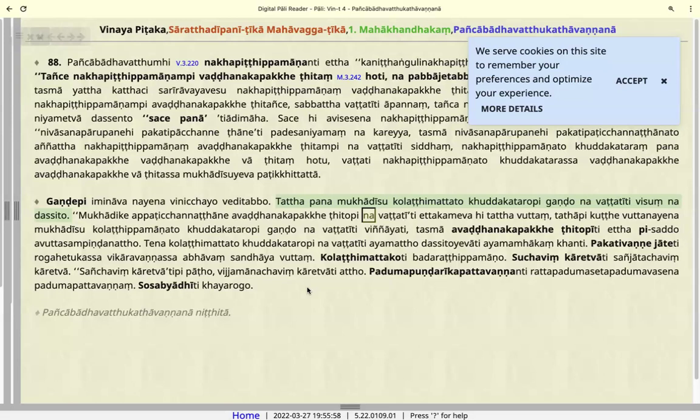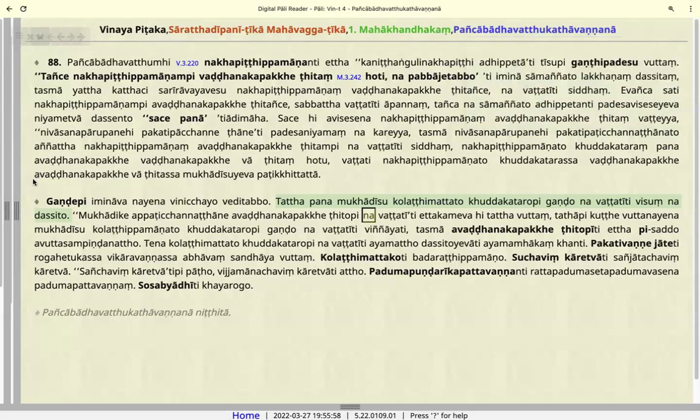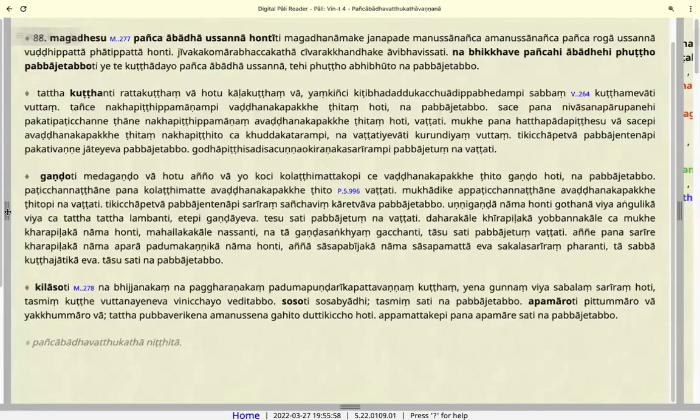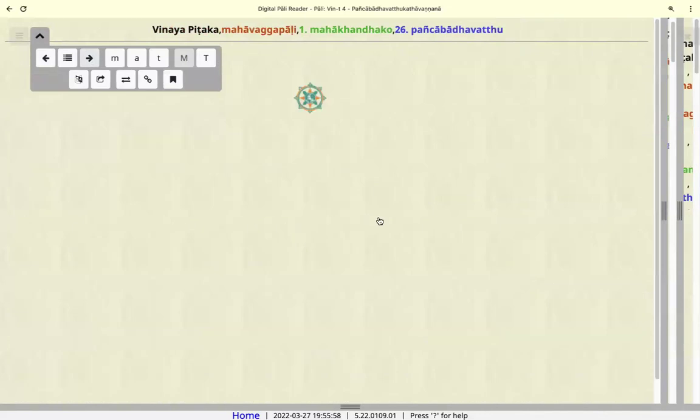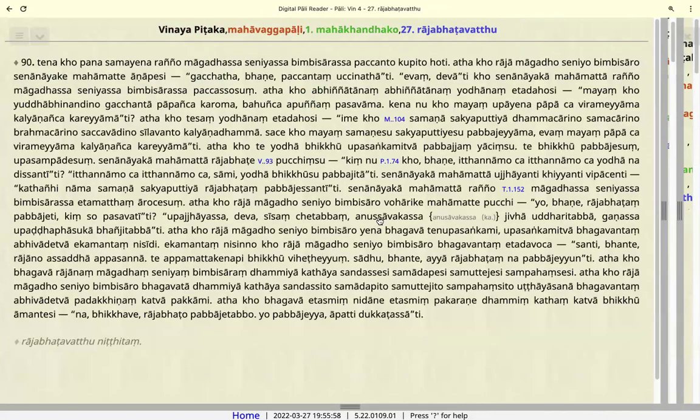Okay, yeah, let's go to the rājabhaṭavatthu, the story of the rājabhaṭa, servant of the government. Tena kho pana samayena rañño māgadhassa seniyassa bimbisārassa paccantaṃ kupitaṃ hoti. At the time, the district of the Bimbisāra, king of Magadha who had a lot of army, had been destroyed. Paccanto kupito hoti, the district has been destroyed.